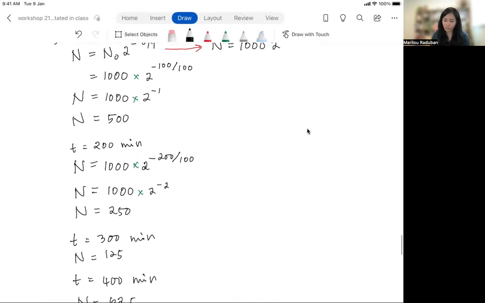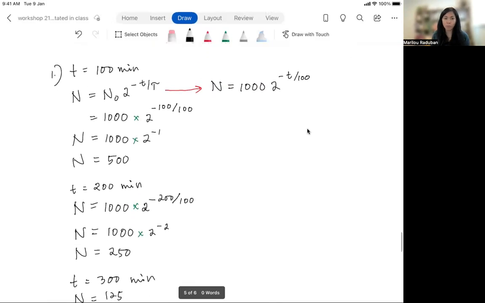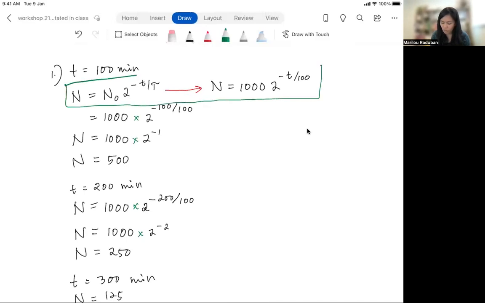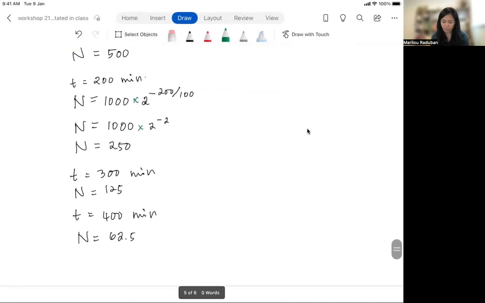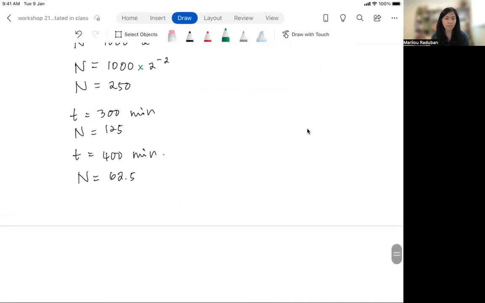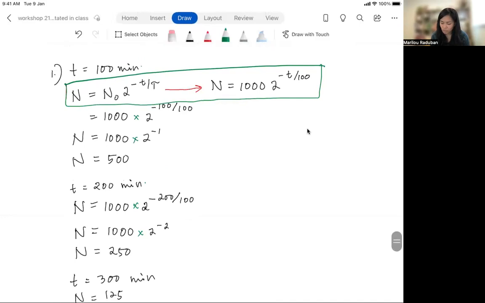Cool. So for the first question, it's pretty much straightforward. You were given the exponential equation, the initial concentration N0 and the half-life tau, and you just needed to figure out the concentration after certain times: 100, 200, 300, and 400 minutes. You just substitute the required time into t and carry out the calculation.